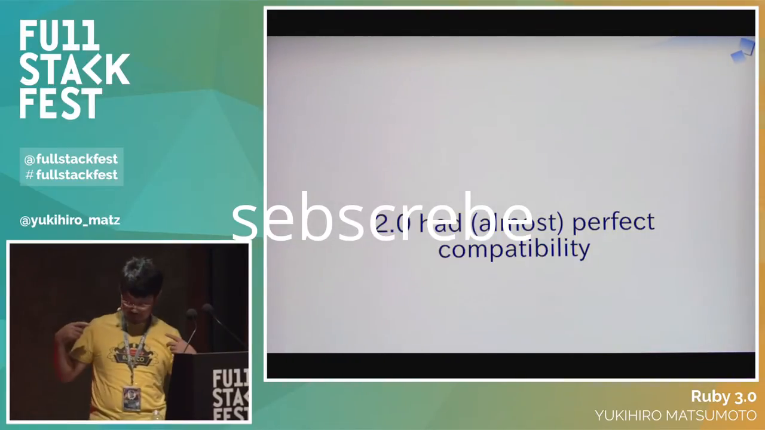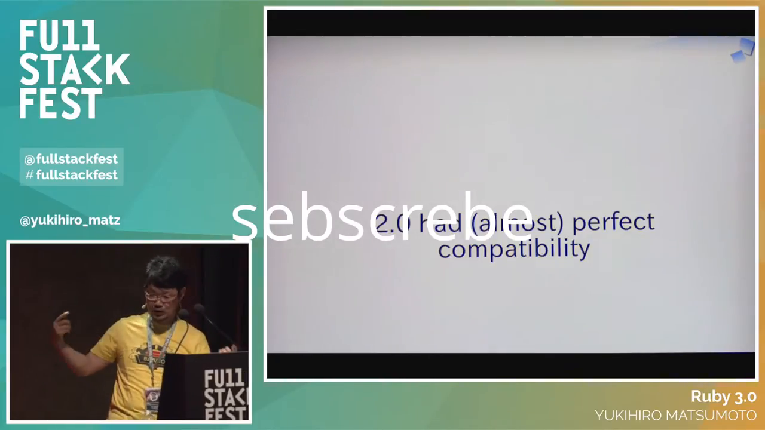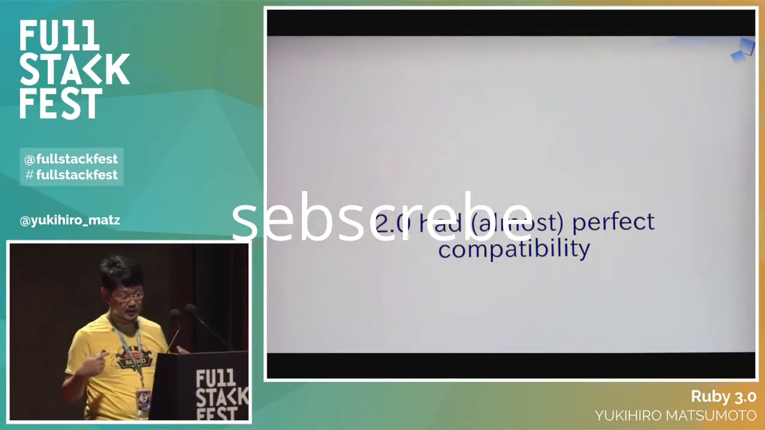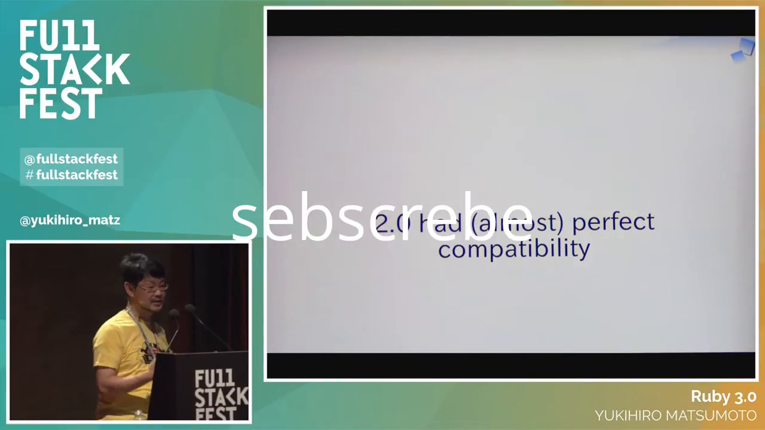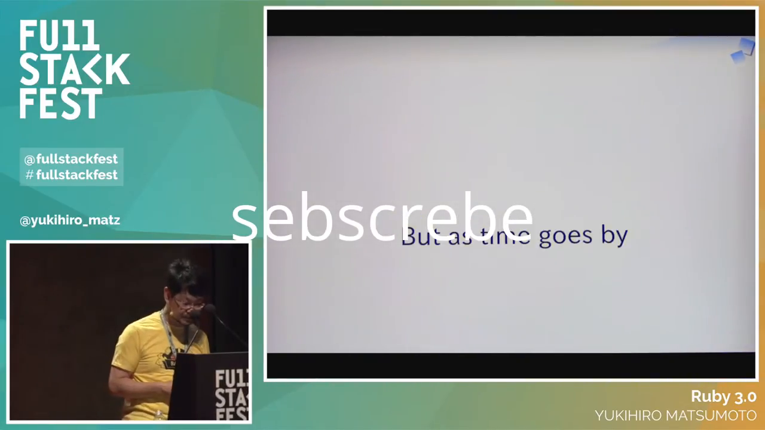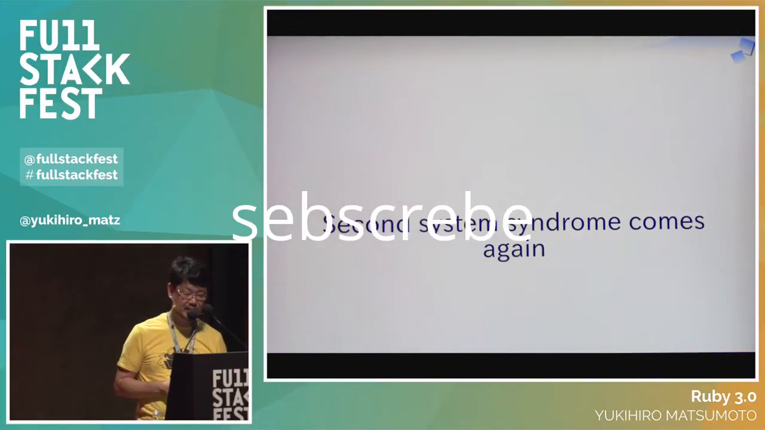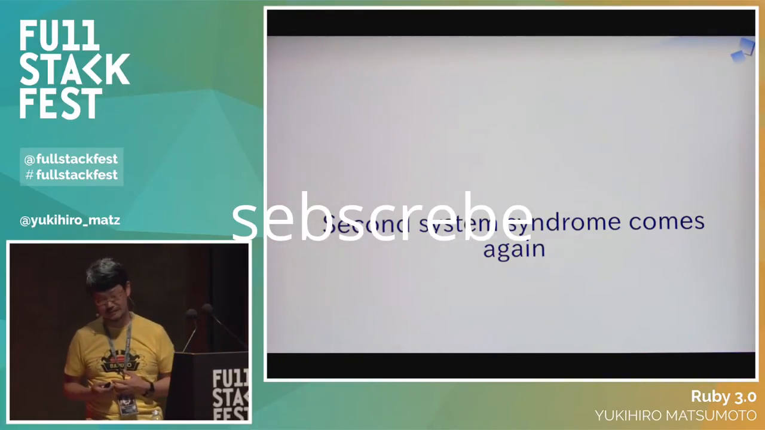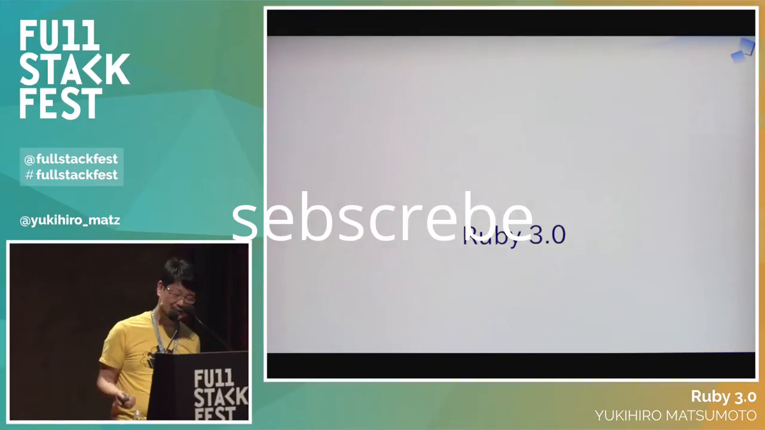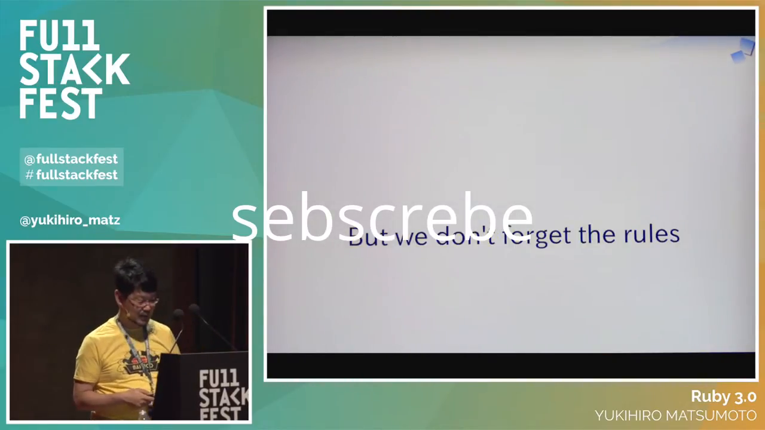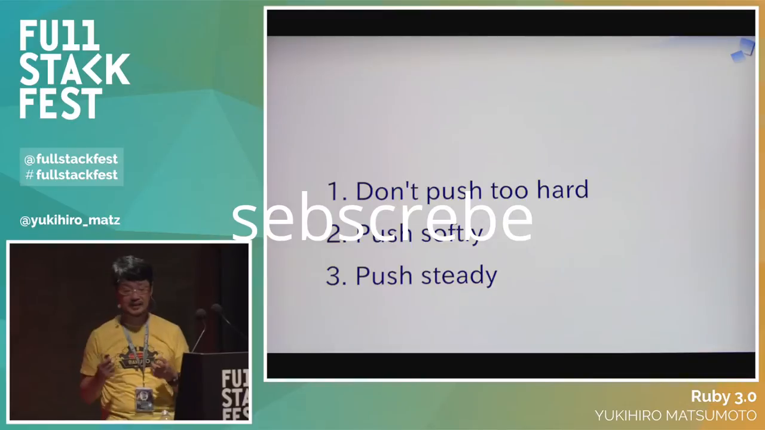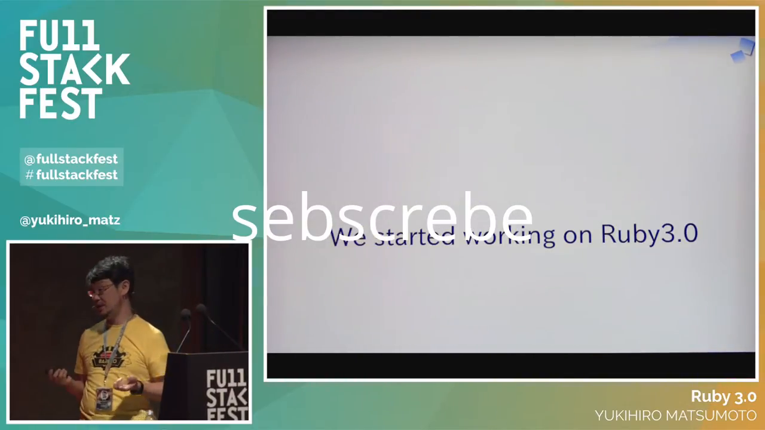For example, some kind of aspect features, or refinements for name scope bundling. But still, Ruby 2.0 works perfectly to run systems written for 1.9. But as time goes by, the second system syndrome comes again. There are some needs and wants for Ruby 3.0. But we don't forget the rules: don't push too hard, push softly, and push steadily. So we started working on Ruby 3.0 last year.